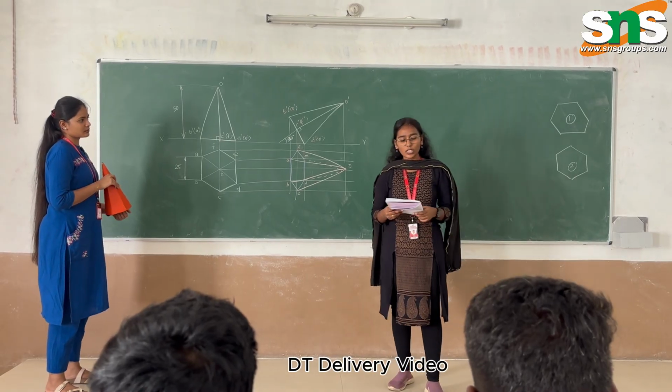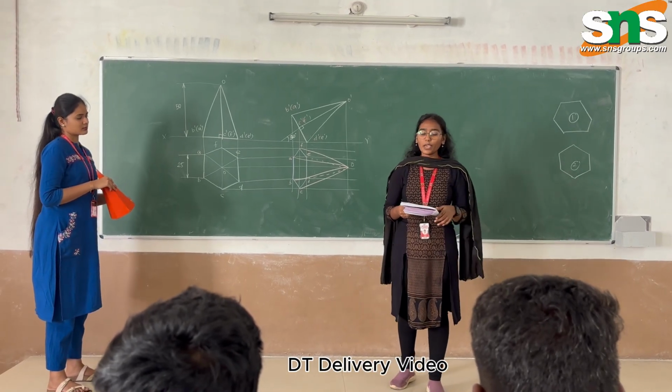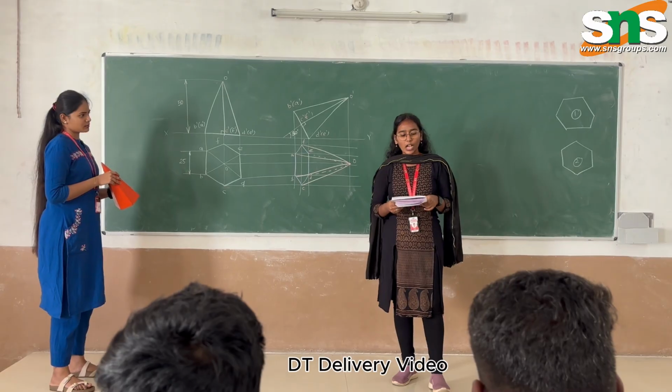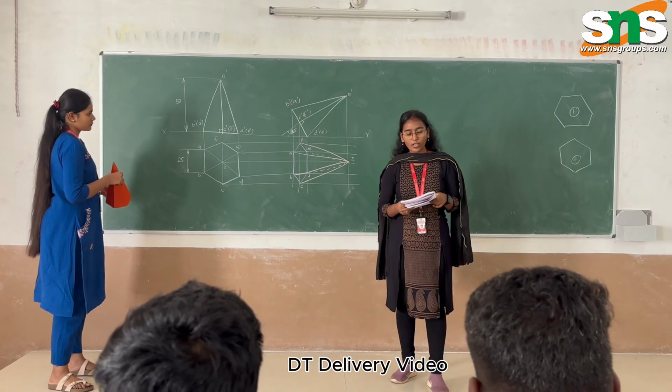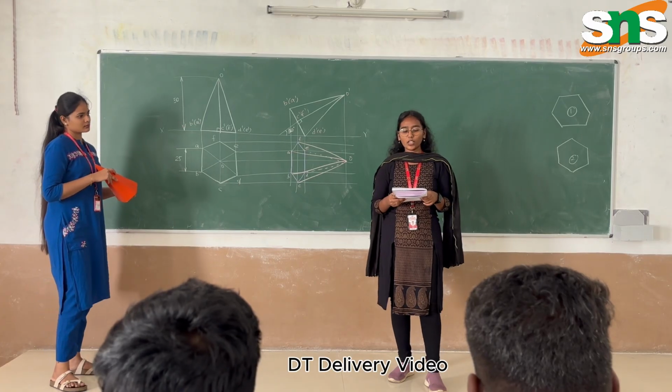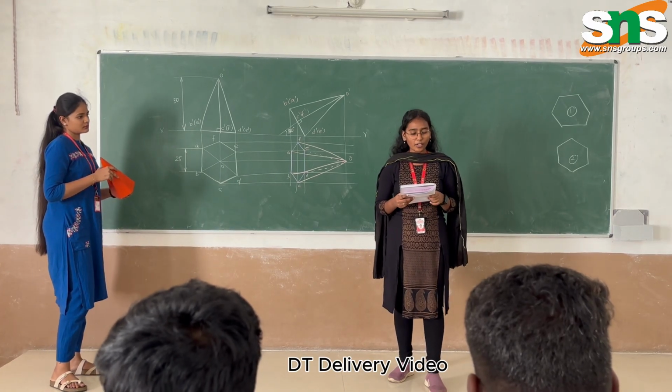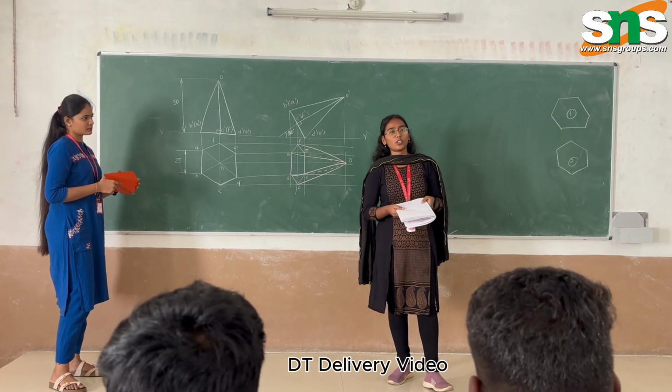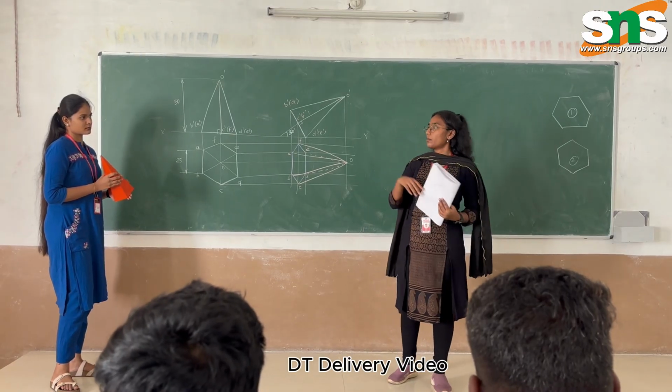And the question goes like: a hexagonal pyramid, base side 25 mm and axis 50 mm long, rests with one of its edges on HP, and its axis inclined at 30 degrees to HP and parallel to VP, draw its projections. The first half of the question will be explained by her.